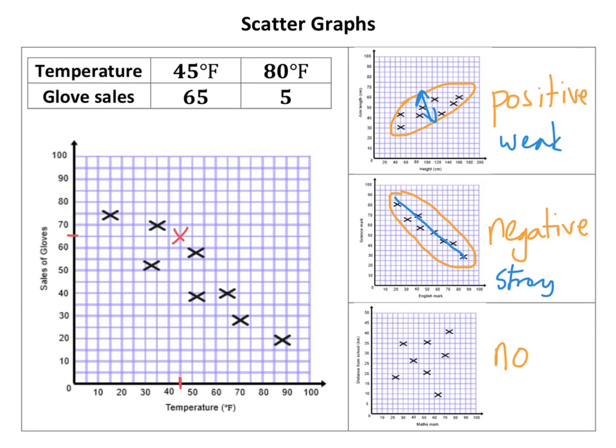And I'll do the other one in yellow. It goes, where are we? 80, which is there, and 5, which is there. So I'm going to do a cross there.